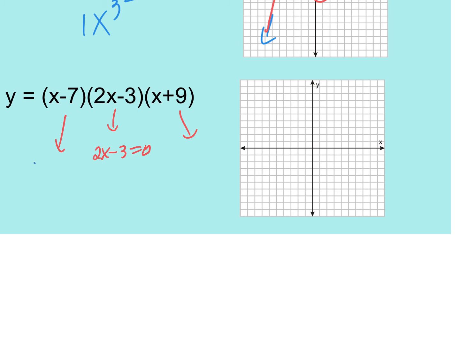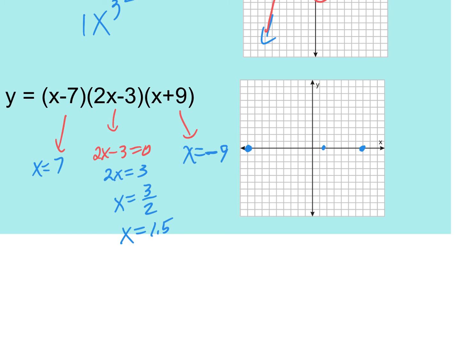Okay, you should have said x equals 7. 2x equals 3, so x equals 3 over 2. If you don't like that, you could say x equals 1.5. And the third one, x equals negative 9. I put dots at negative 9, 7, and 1.5, right in between 1 and 2.